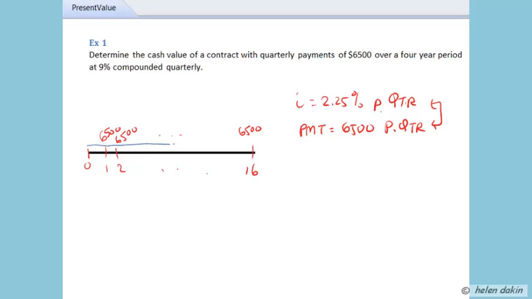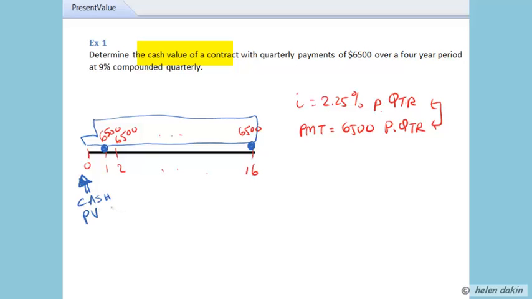I'm going to wrap an annuity bus around this annuity. So we've got here a little shape of a bus taking shape, with a wheel underneath the first payment and a wheel underneath the 16th payment, or the last payment. We want to determine the cash value of this contract with quarterly payments of $6,500. The cash value means today's value, cash in the hand. So the cash value and present value mean the same thing. Cash means present value. Remember that.